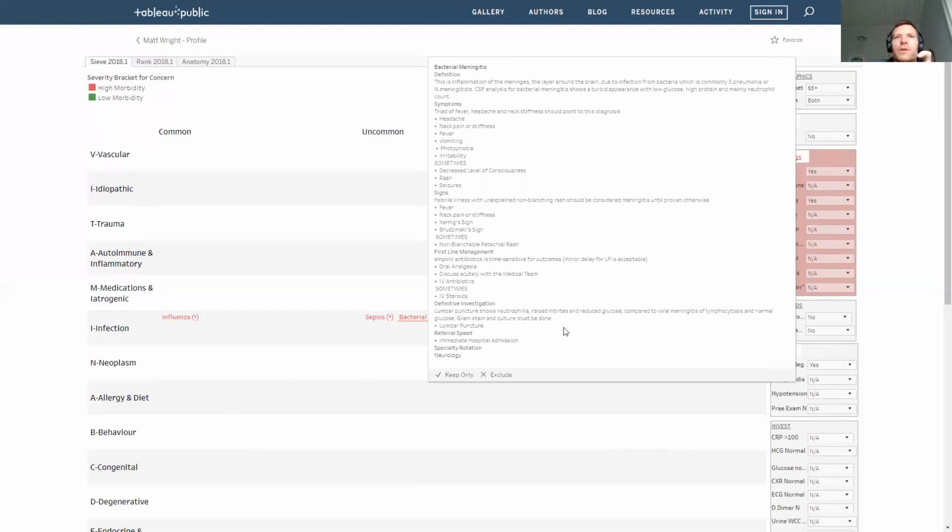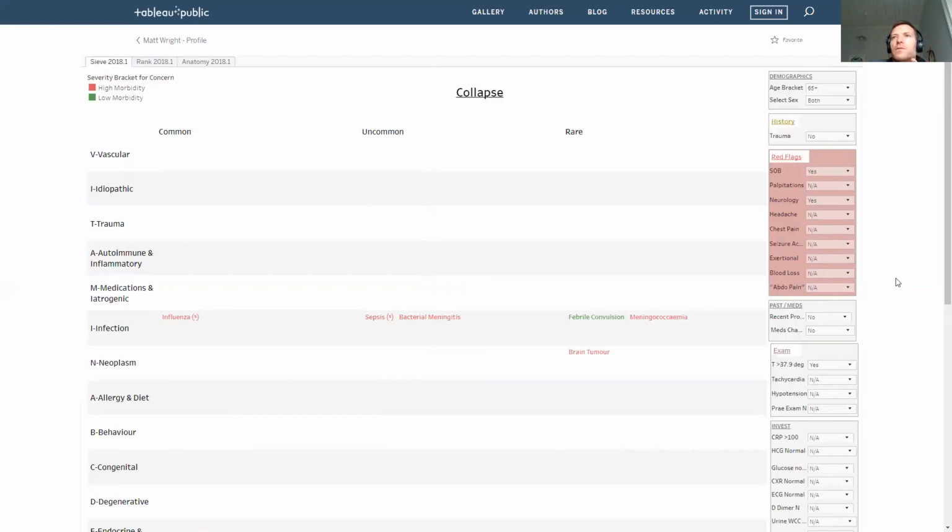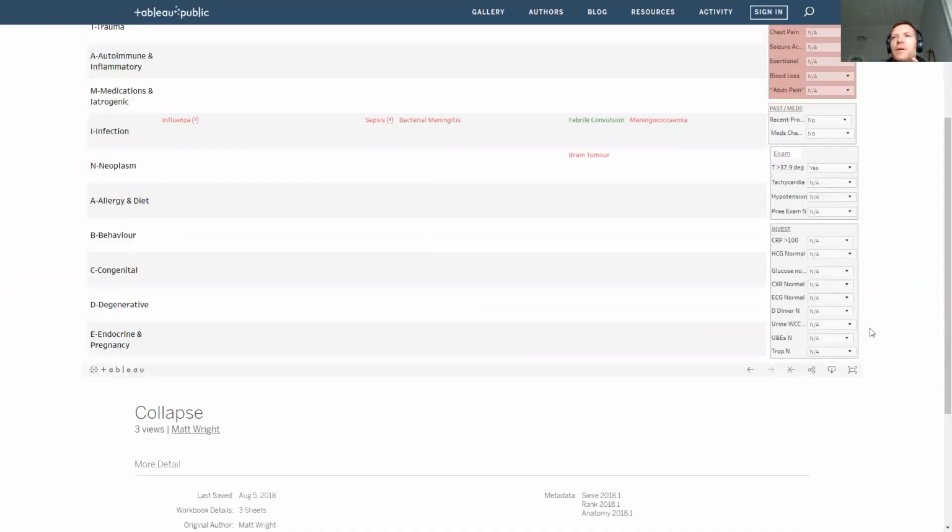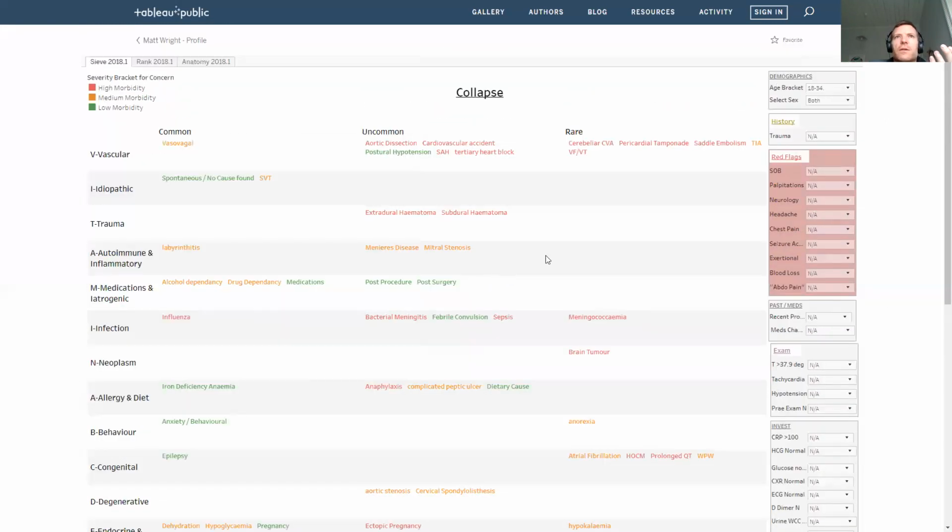Now, one of the important things also is that when you go to the referral speed, that highlights all those that have a similar referral speed. If we go down to the bottom here, we can reset the whole view. That allows you to refresh things.